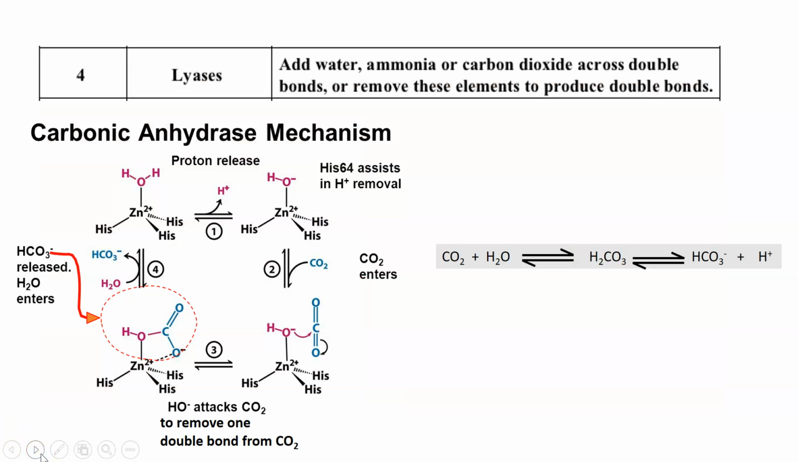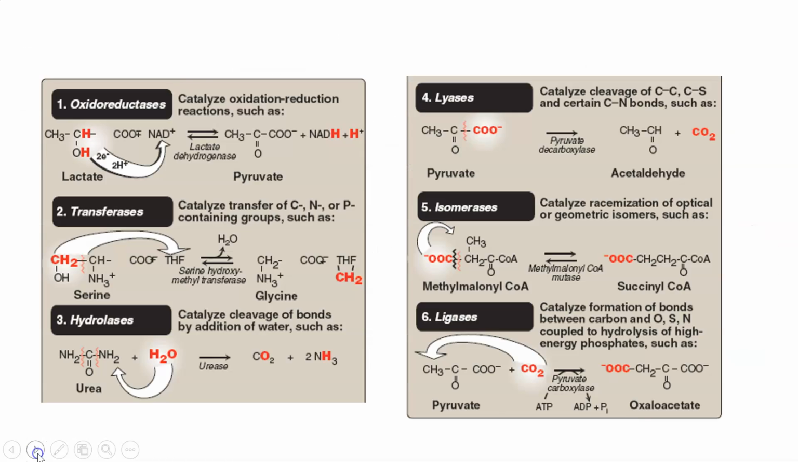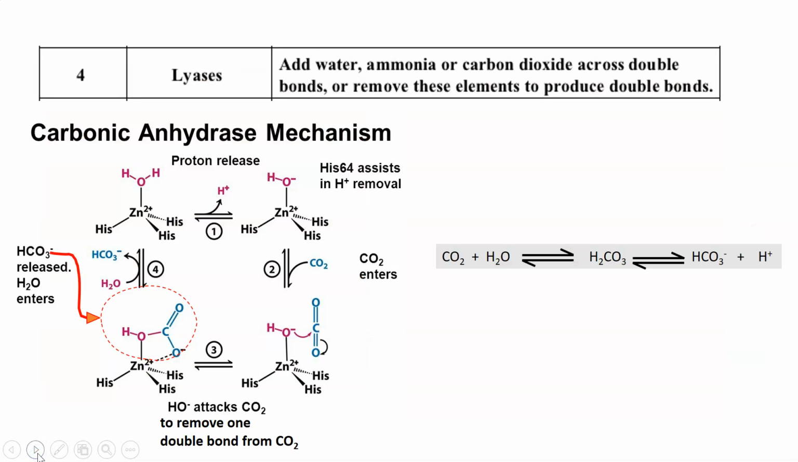Now, the lyases have an EC number of 4, and maybe I should go back here. Every type of enzyme will have an EC number. An EC number of 1 indicates that it's an oxidoreductase. Lyases have an EC number of 4, and the enzyme carbonic anhydrase is a lyase.